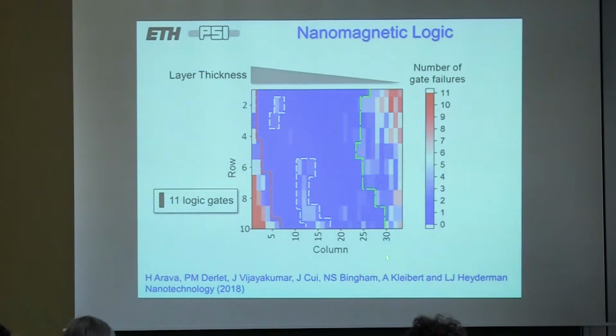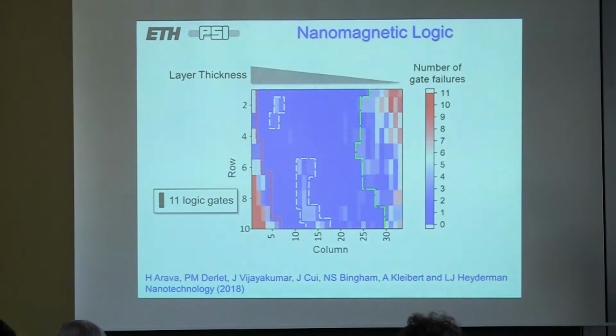So each of these pixels corresponds to 11 logic gates. These are just the rows and the columns of the arrays. And thickness is changing from the right to the left. And the number of gate failures is 0 when this color is blue. And so apart from the very thin region where the magnetic moments are still fluctuating, and the very thick film where the magnetic moments are frozen, you can see that we actually have a very good output, or very good success rate in terms of gate failures. They're practically 0 everywhere except perhaps in this region, but we guess this is something to do with an artifact in the nanofabrication.